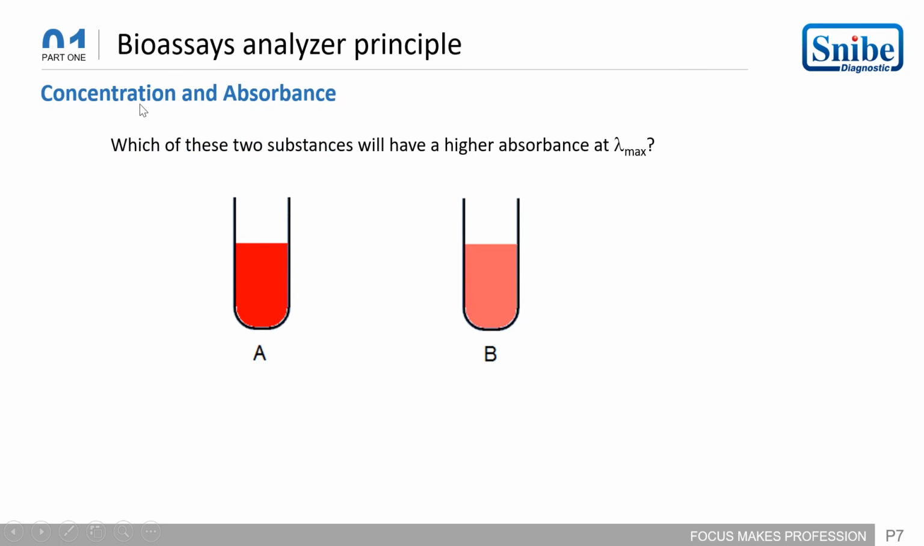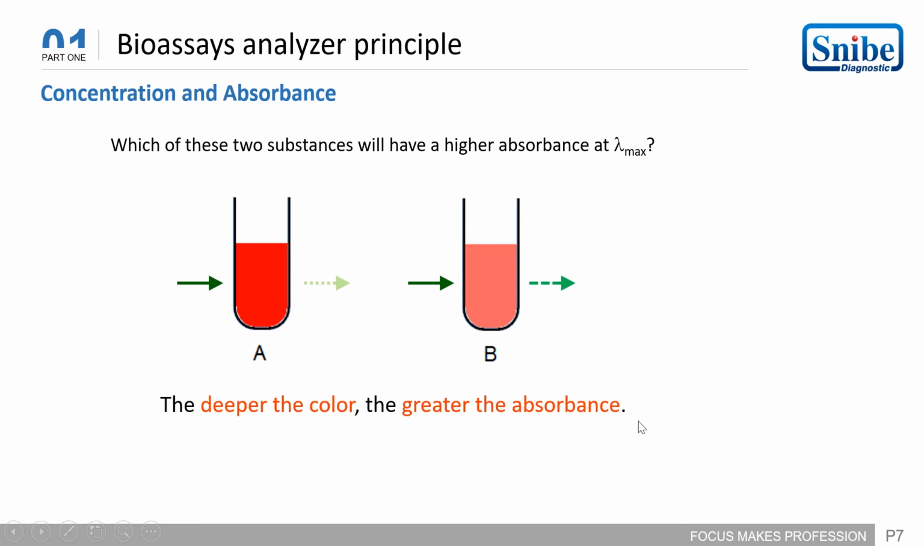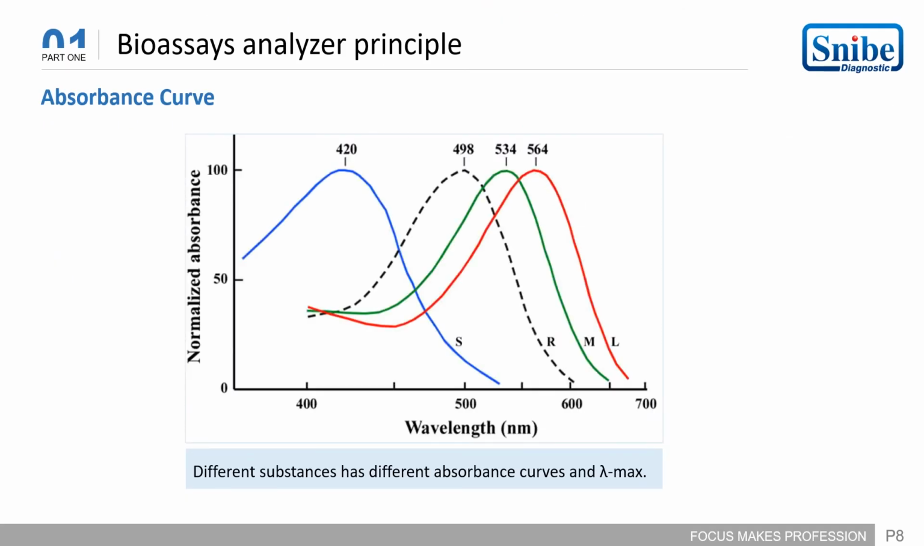You can see two substances. Which of these two substances will have a higher absorbance at lambda max? The deeper the color, the greater the absorbance. Different substances have different absorbance curves and lambda max.